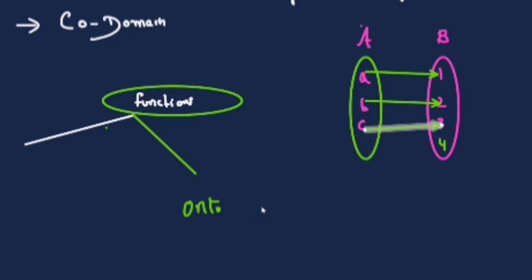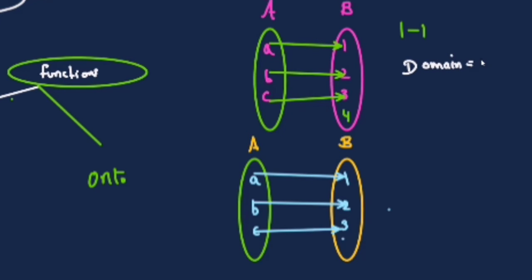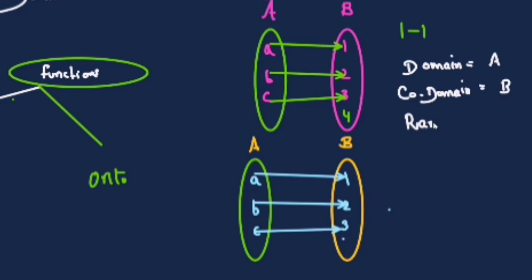What is an onto function? This is a one-to-one function. What is onto? In this case, case 1, tell me what is the domain here? ABC, set A, isn't it? Okay. What is the codomain? The set B. What is the range? Only the images are called the range. So this is only 1, 2, 3.